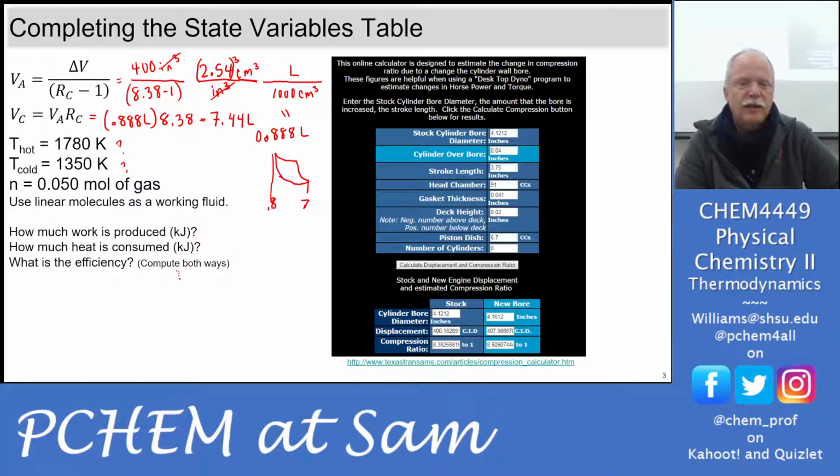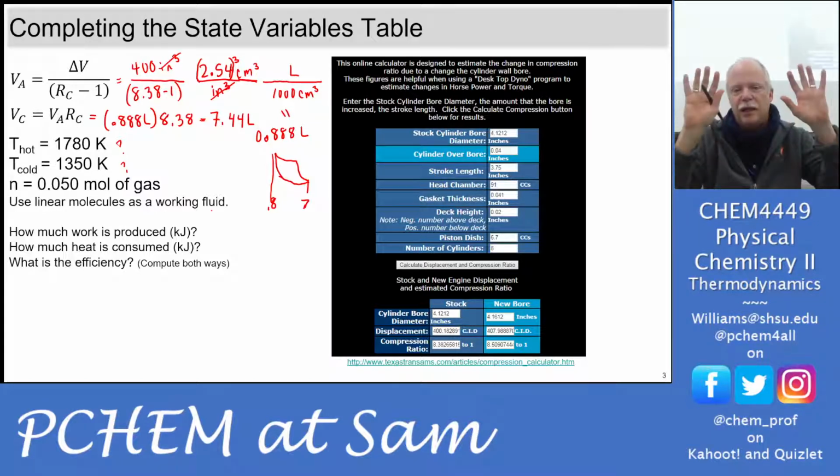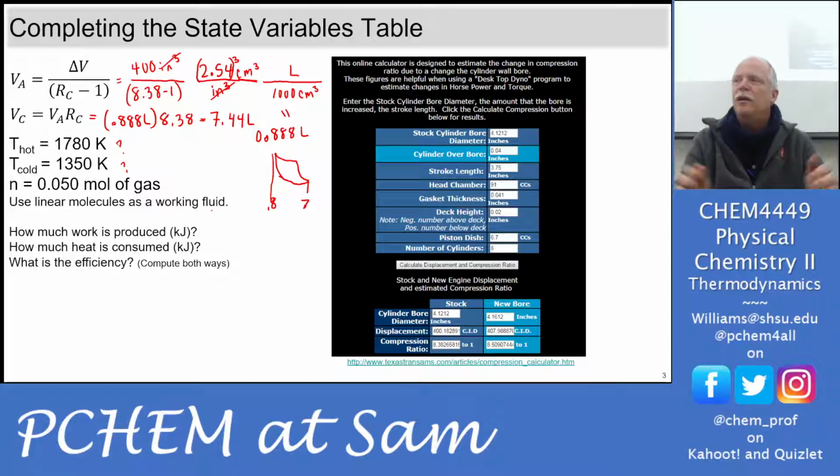These are the questions that we want to ask. How much work is produced by this engine by one rotation of all 8 cylinders? That takes, in a real engine, multiple rotations, but if you had all of them in sync and they all pulled down and all pushed up, that would be one practical rotation of the engine. How much work is produced by one of those, how much heat is consumed, and what's the efficiency? It says compute both ways. So if I were to have that on the test, what am I talking about with computing the efficiency both ways?